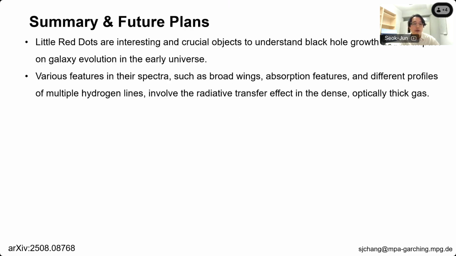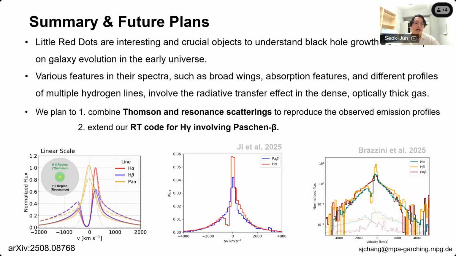Here's a brief summary of the future plan. LRD, little red dots, is super interesting, and there are still a lot of caveats because people really have no idea whether this is an AGN or a black hole star, whatever. I also plan to combine Thomson scattering and Raman scattering to reproduce the observed emission profile. Also, I extended my RT code for H gamma, involving the partition of the beta line. Thanks for your attention.